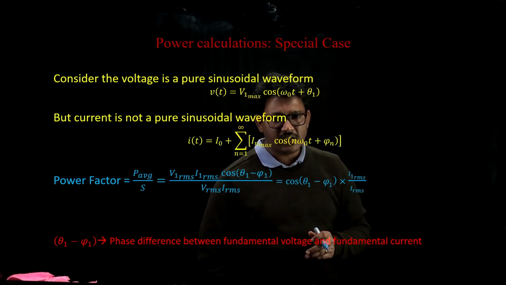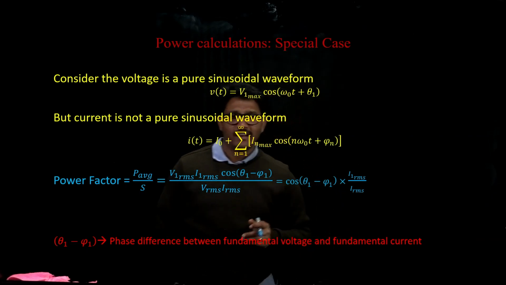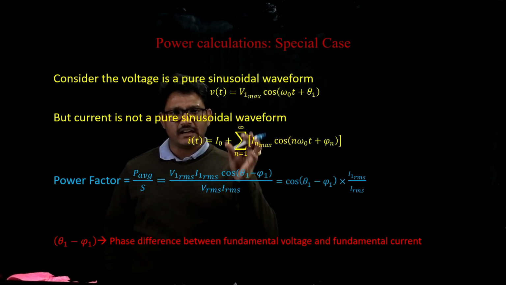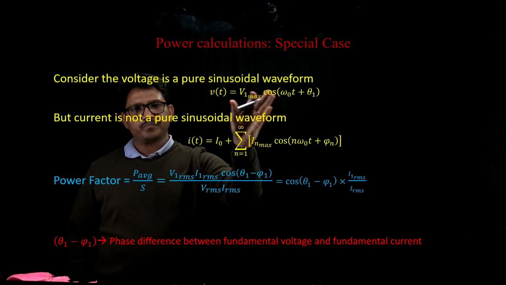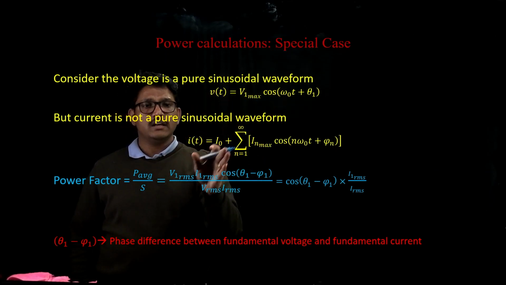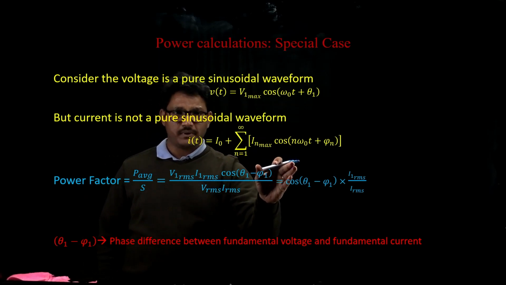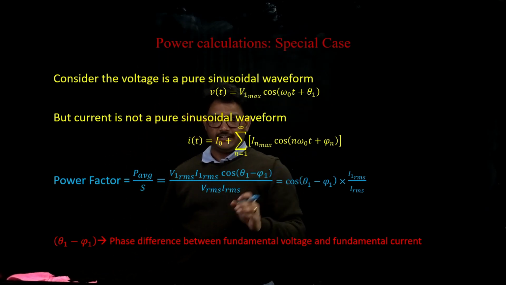Now in that case, how will be your power factor? How do we calculate that? Now let us consider that you have a source where voltage is a pure sinusoidal, and the source current is non-sinusoidal and it is expressed in terms of a Fourier series.